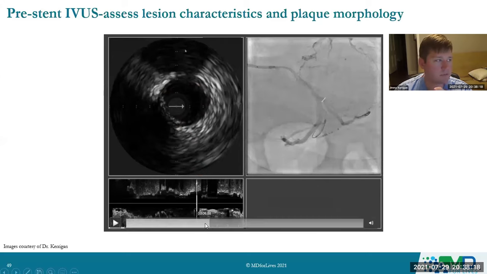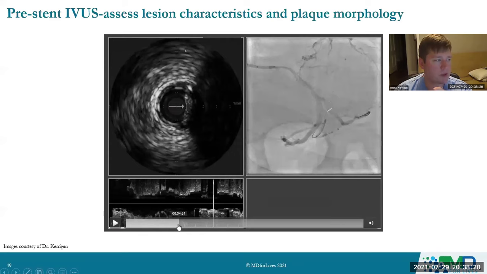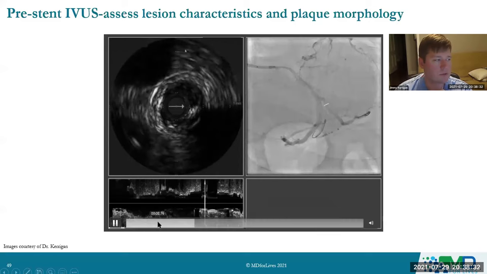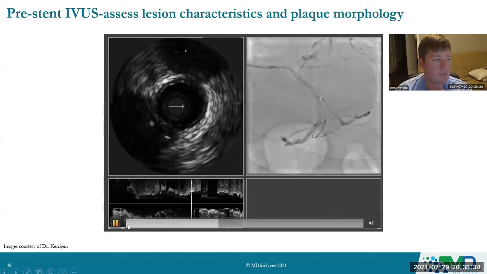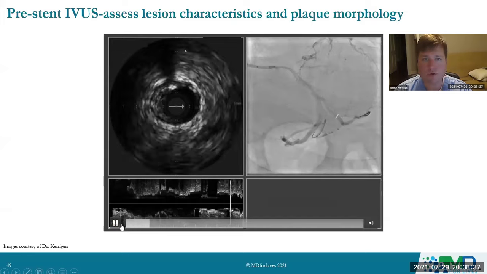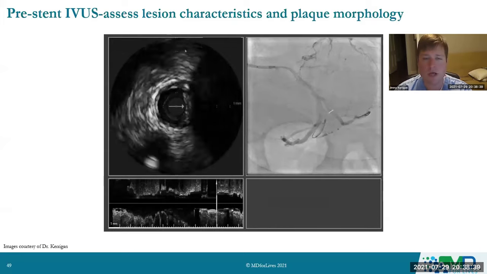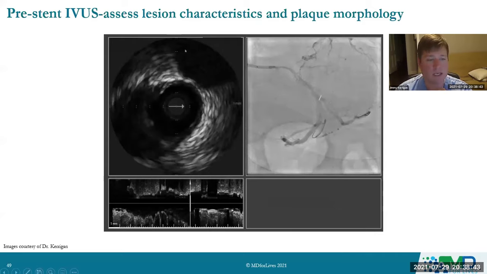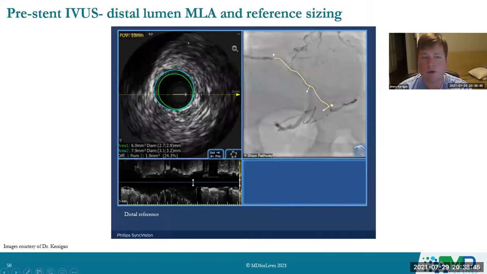And then the other aspect of it is to look at the plaque morphology. So here you can see that there is white with a shadow behind it. This is calcium. It's about 90 degrees. It's not more than 180 degrees, or not anything that I was worried about with regards to needing atherectomy, but it is definitely something that I want to make sure expands before I put my stent in. So using a non-compliant balloon, size to the distal reference to make sure that everything expands before I get in that situation where I have stent regret.